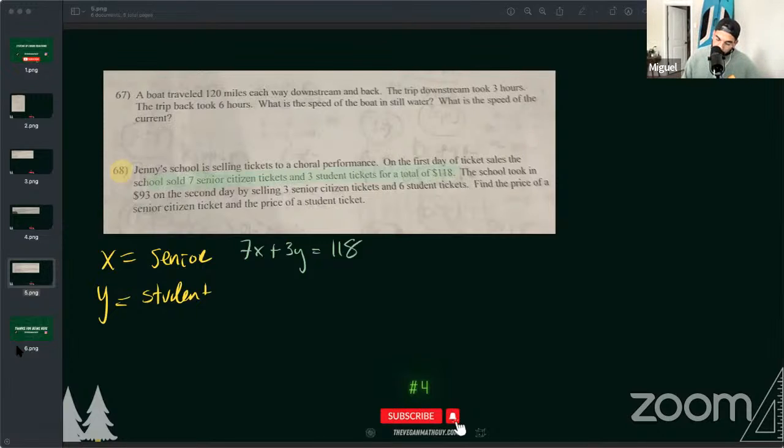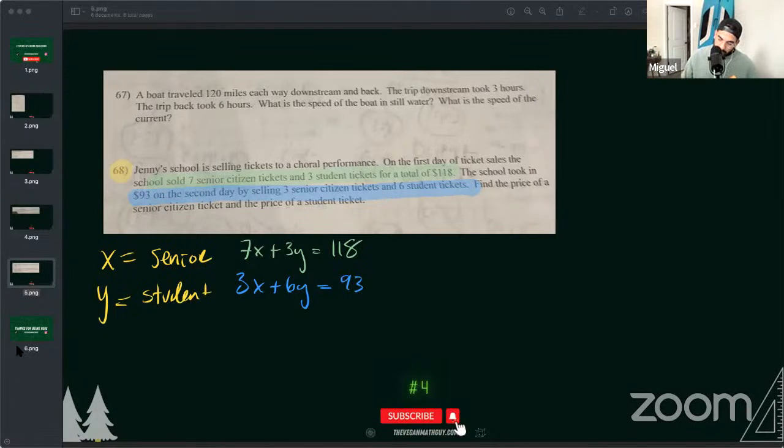The next clue is on the second day, they made $93 and they sold 3 senior and 6 student. So that will be 3x plus 6y is equal to 93. And now we have our system. We have 2 equations involving x and y. We want to solve for one of the variables. We want to cancel out one of the variables there.